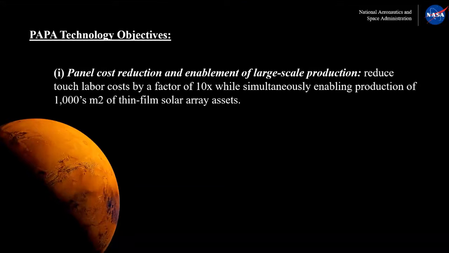Now coming back to the panel cost reduction, we're estimating that we can reduce touch labor costs by a factor of 10. When we look at our thin film solar array procedure and what it costs to have these done via touch labor, we're in the range of $250 to $350 per watt for the touch labor.